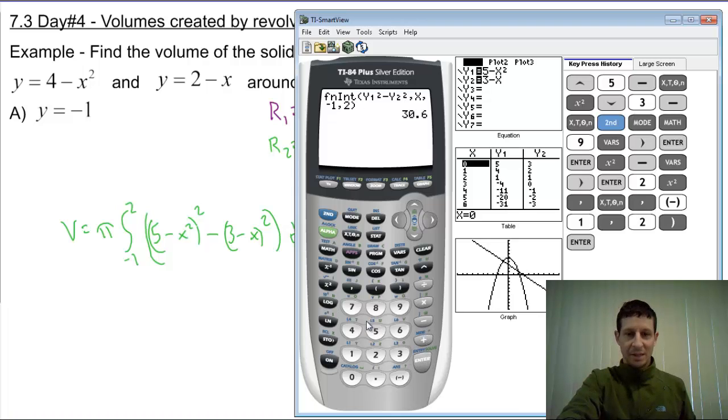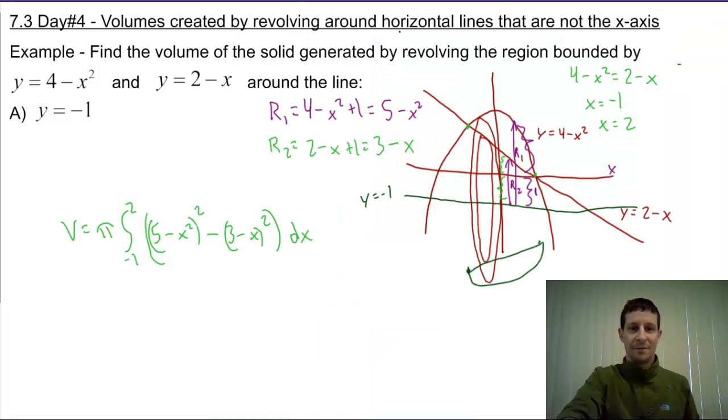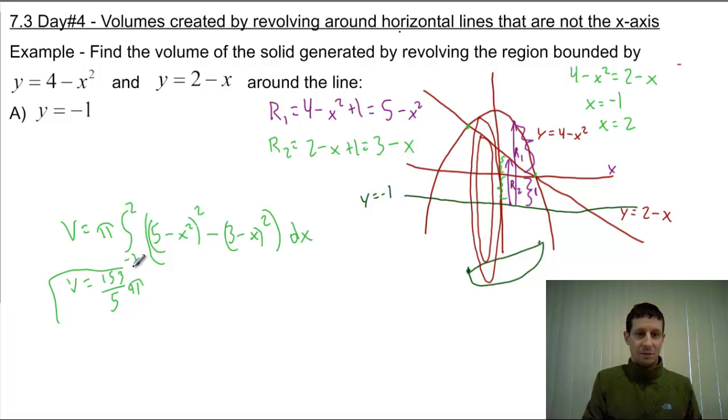Hit enter, we get 30.6, which is going to be a nice fraction, so we hit math fract, 153 over 5. Of course, one of the things often forgotten, I did not type pi in at all. It was right here. Some students will forget to write the pi. Just don't forget that part. So we get volume equals 153 over 5 pi. So that's it on example 1.